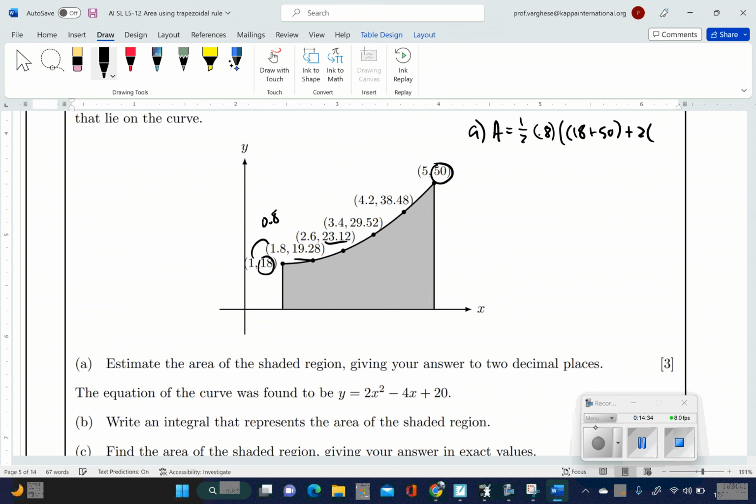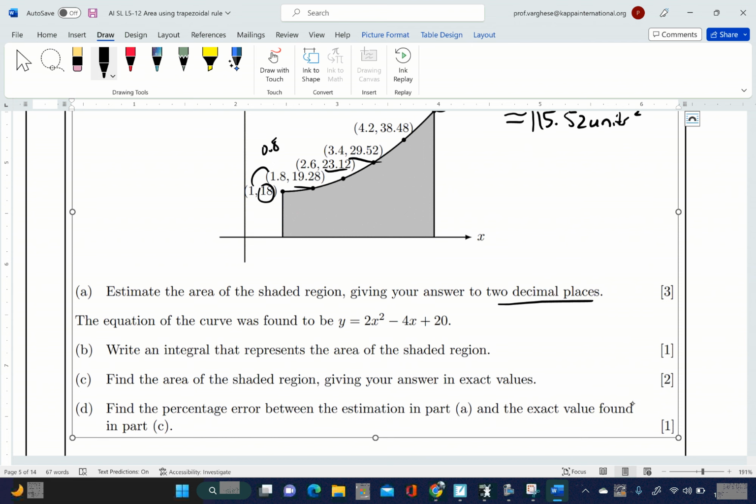19.28, 23.12, so 19.28 plus 23.12, plus, I'm going to continue it right here, 29.52 plus 38.48. Let's close that and close that. And when you plug this into the calculator, you're going to get that the area is about 115.52 units. And this is area, so it's going to be units squared. It says round your answer to 2 decimal places, so that's why I went 0.52. Perfect.